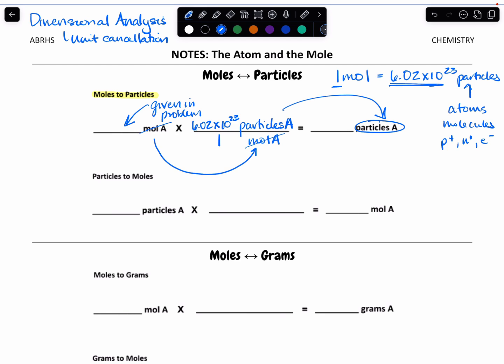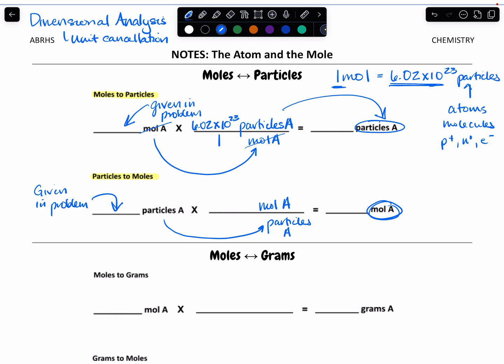Okay, so that's if we're starting with moles and going to particles. Well, these problems also can run the other direction. Maybe we start with particles and we convert to moles. So again, those particles will be given in our problem. So we'll use what's given in the problem to fill in this first blank. And then this unit is going to go in the bottom of that conversion factor, particles of A. Now we're trying to find moles, so that's going to be up top, all right?